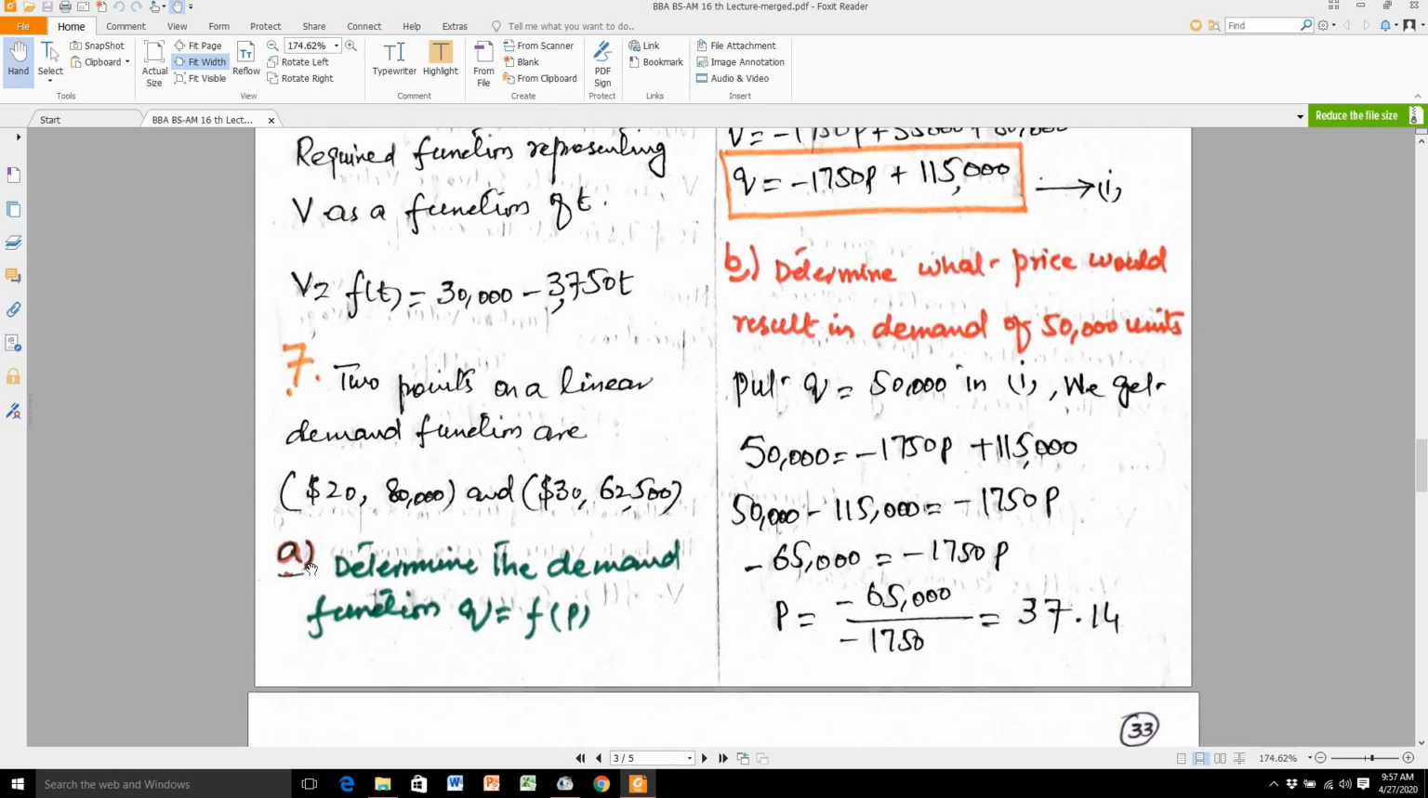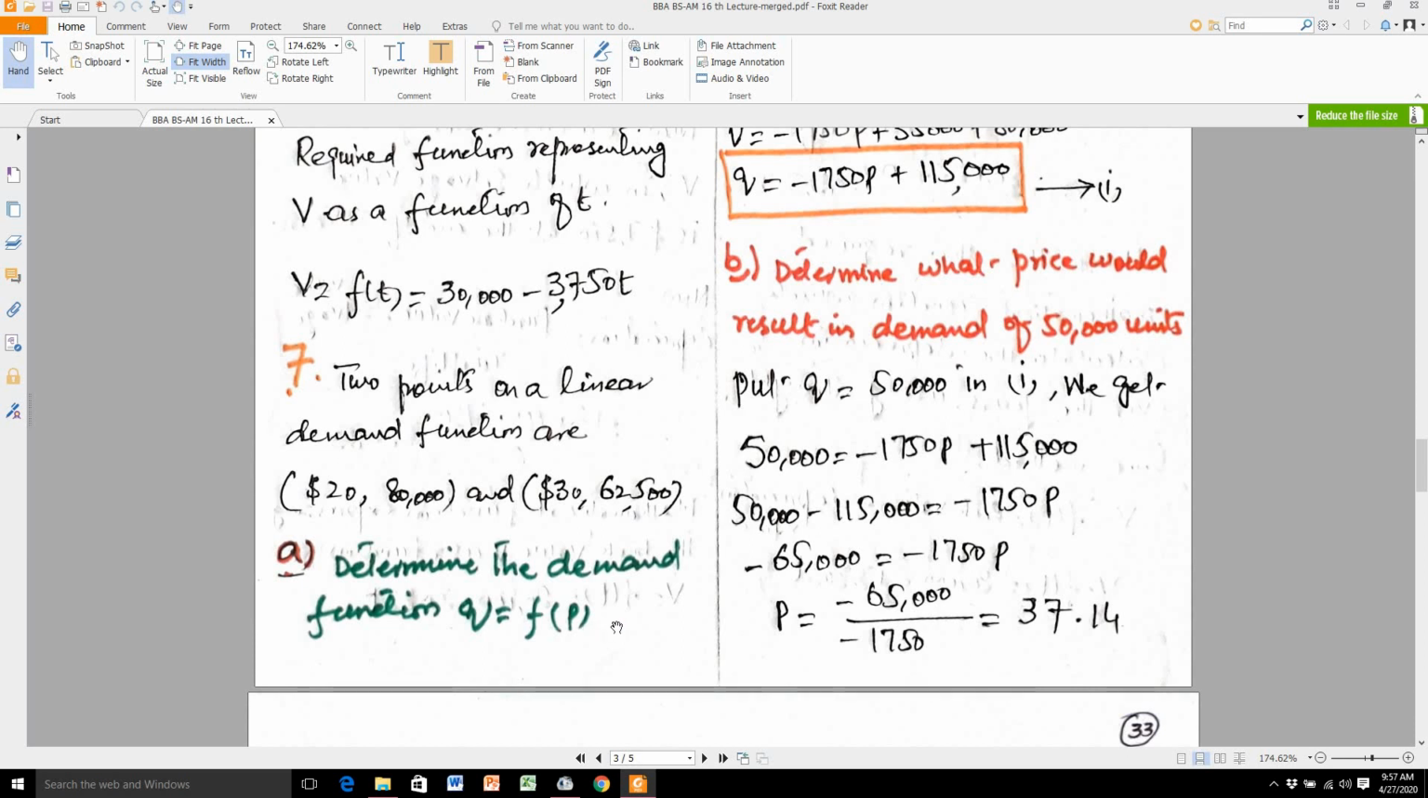So part A is: determine the demand function Q is equal to f of p. Here the demand is represented by Q, and it is based on P.